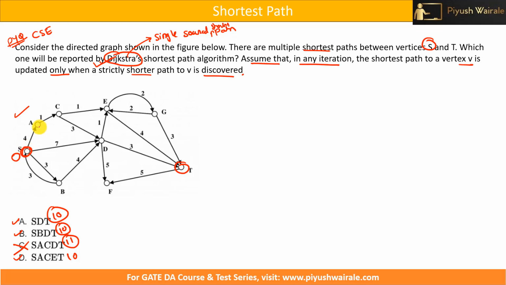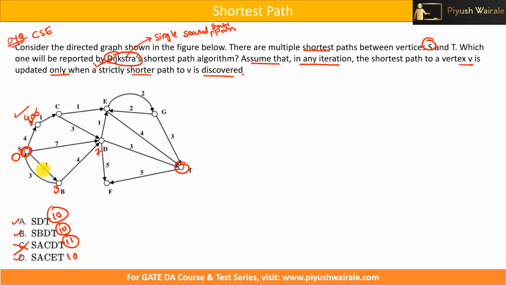Now from S I can go to A, D, and B. Now we'll compare whether 4 is less than infinity. For example, this is infinity. Yes, 4 is less than infinity, so I will update this to 4. Now what about D? So I can go to D now because from S I can go to A, I can go to D, I can go to B. So what cost is required to go to B? Similarly here 3, and for this case 7, right? So S to A 4, S to D 7, and S to B 3.